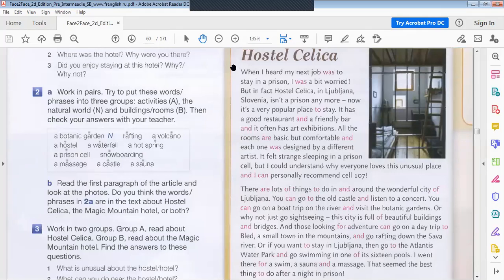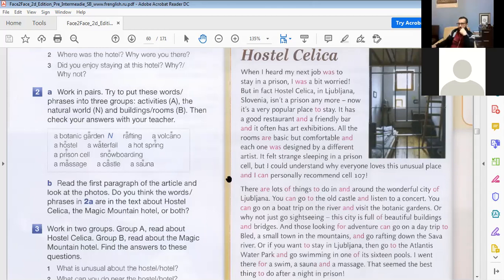Hostel Selitsa. When I heard my next job was to stay in a prison, I was a bit worried. But in fact, Hostel Selitsa in Ljubljana, Slovenia, isn't a prison anymore. Now it's a very popular place to stay. It has a good restaurant and a friendly bar, and it often has art exhibitions. All the rooms are basic but comfortable, and each one was designed by a different artist. It felt strange sleeping in a prison cell, but I could understand why everyone loves this unusual place, and I can personally recommend cell 107.